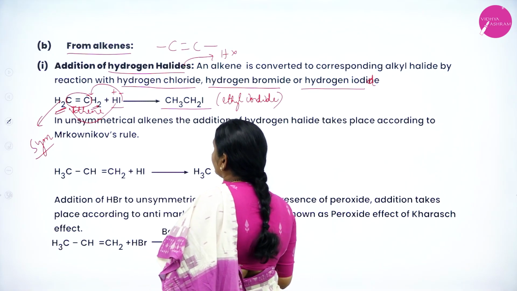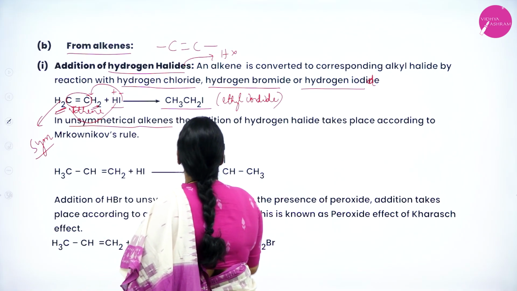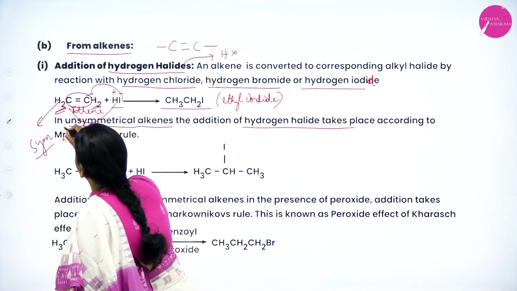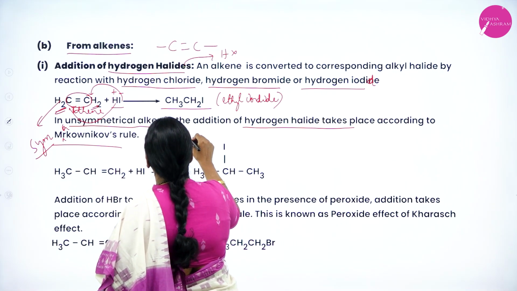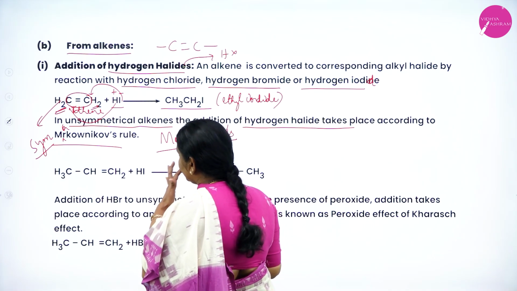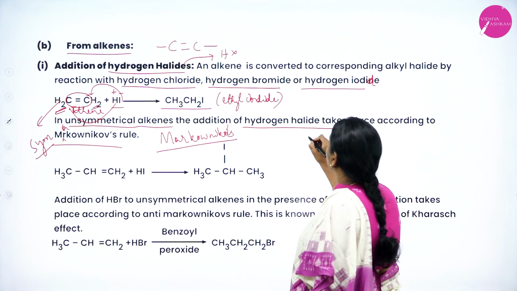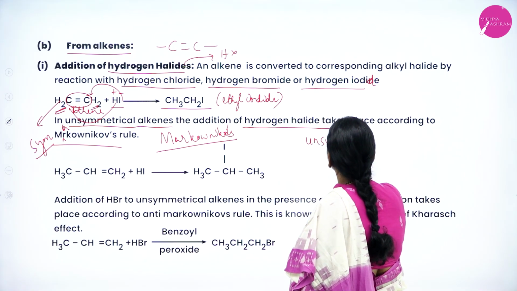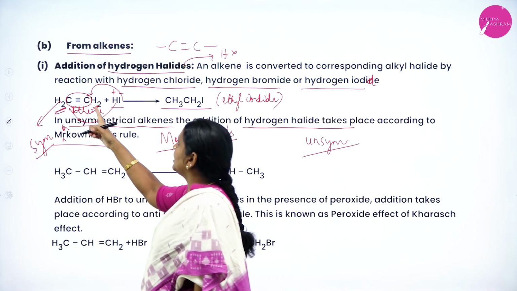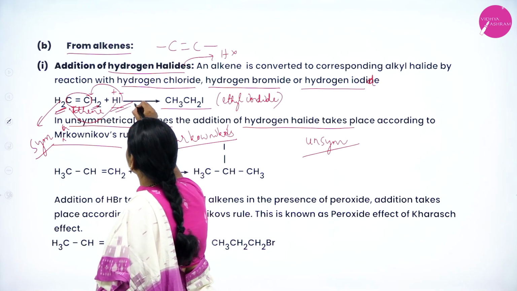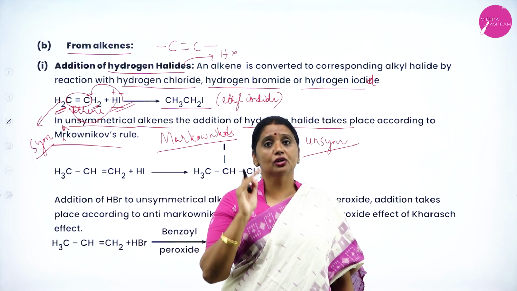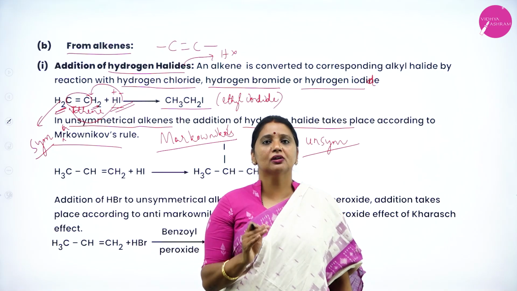Okay. Now, the very important point is, in the case of an unsymmetrical alkene, the hydrogen halide is added according to Markovnikov's rule. According to which rule? Markovnikov's rule. Markovnikov's rule is applicable only for which type of alkene? Unsymmetrical alkene. If it is a symmetrical alkene, when hydrogen halide is added, there is no need of Markovnikov's rule. If the alkene is unsymmetrical, the addition of hydrogen halide takes place according to Markovnikov's rule.